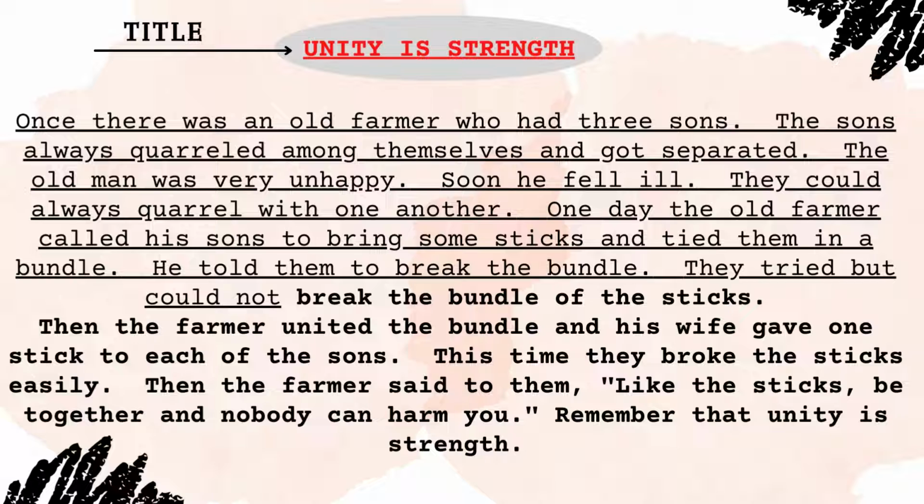Then the farmer untied the bundle and gave one stick to each of the sons. This time they broke the sticks easily. Then the farmer said to them, "Let the sticks be together and nobody can harm you. Remember that unity is strength." In this case, there is no rule on how many paragraphs to write to complete the story.